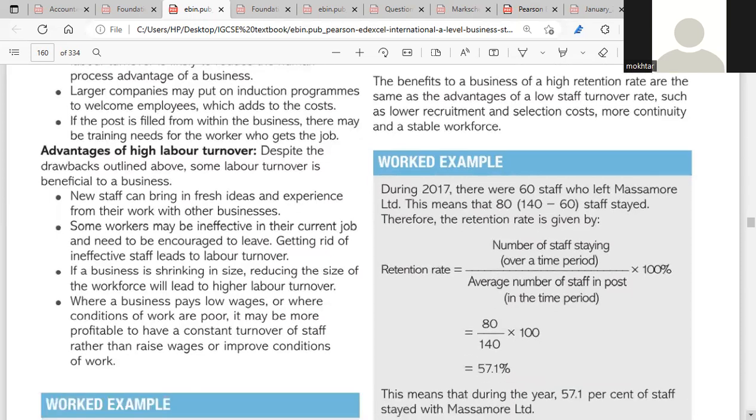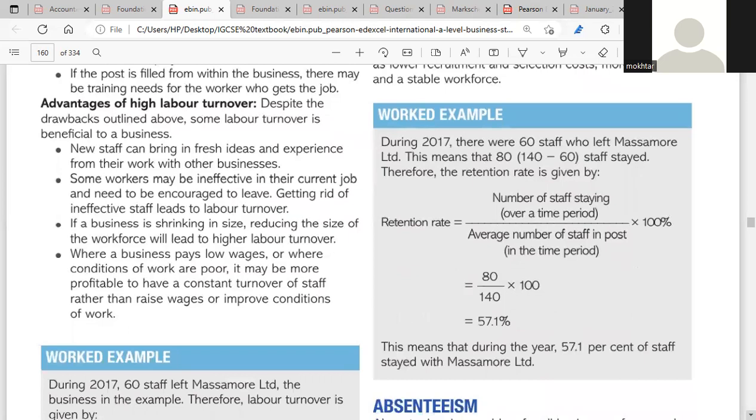But what are the advantages of high labor turnover? One, new staff can bring in fresh ideas and experience from their work with other businesses. New workers might come with new ideas, new methods, which could be useful for the company, which is an advantage. Two, some workers may be ineffective in their current job and need to be encouraged to leave. Getting rid of ineffective staff leads to labor turnover.